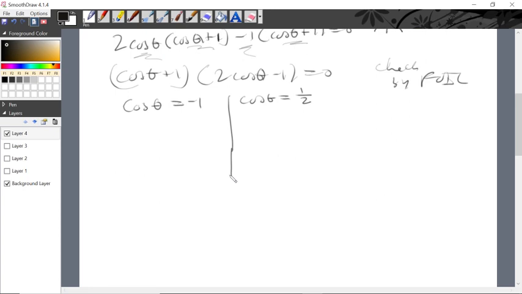Using the geometry of the unit circle to solve cosine theta is equal to negative 1. Cosine is the x-coordinate in the unit circle, and that's equal to negative 1 at this point right here. The only value of theta then that we need is theta equals pi. That's the value of theta between 0 and 2 pi that would put us at this terminal point.